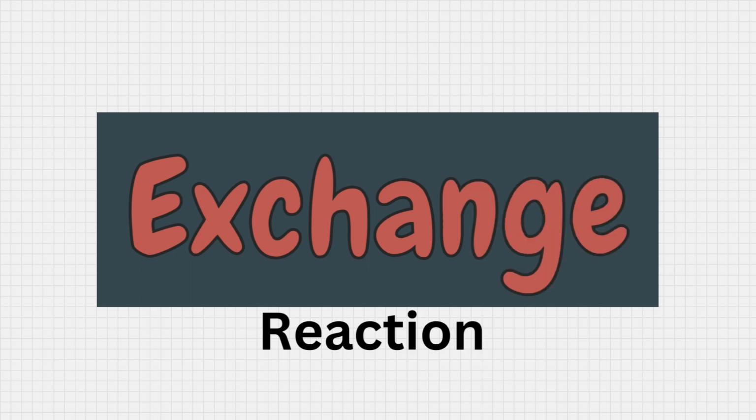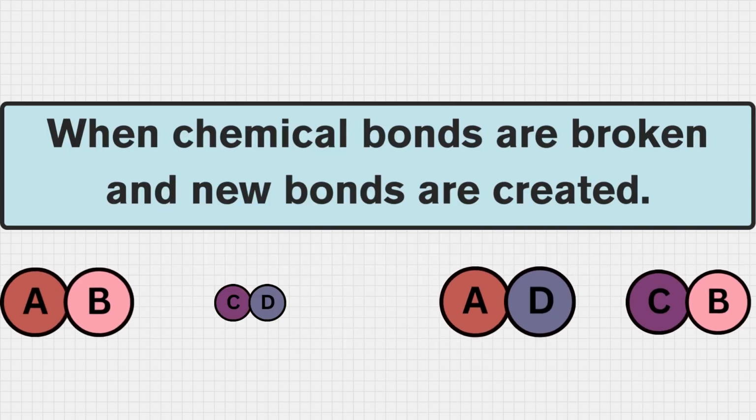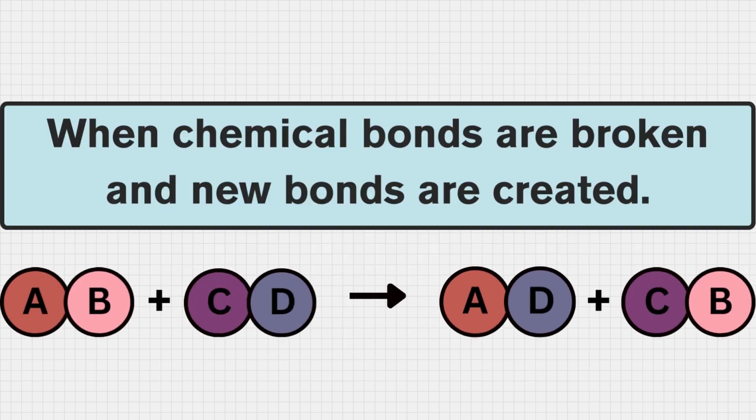The last one is an exchange reaction. That is when chemical bonds are broken and new bonds are created. AB plus CD creates AD plus CB.